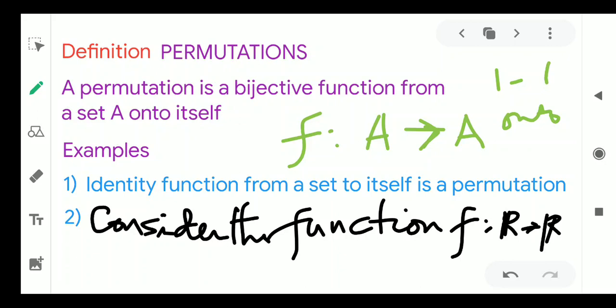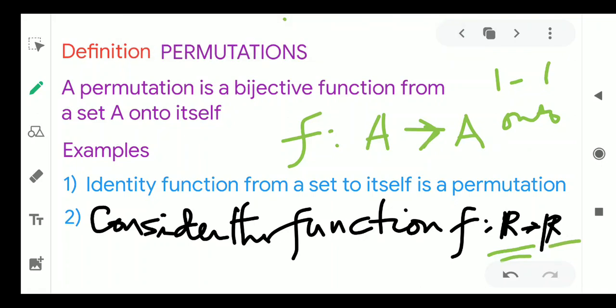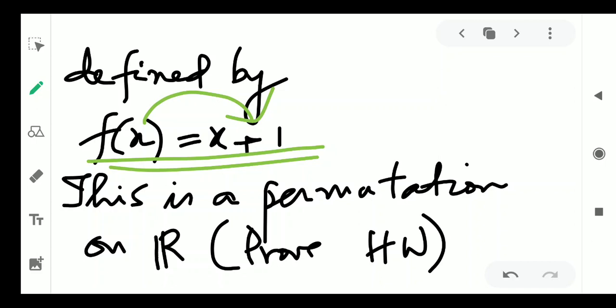Second one, consider the set of real numbers R and take a function f from R to R. Define f of x is equal to x plus 1. That means every number is increased by 1 to get its image. Then you can prove that this is a well-defined function from R to R, which is 1-1 as well as onto. You can prove that it's a permutation. So you have to prove it actually.